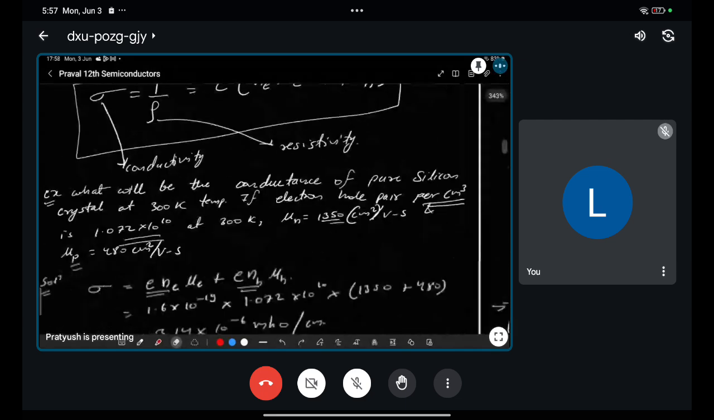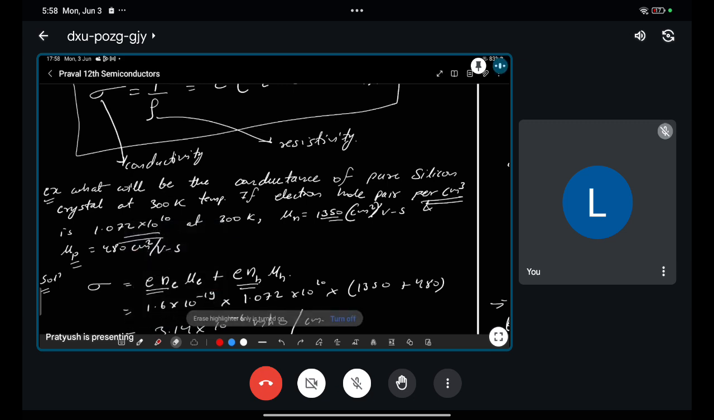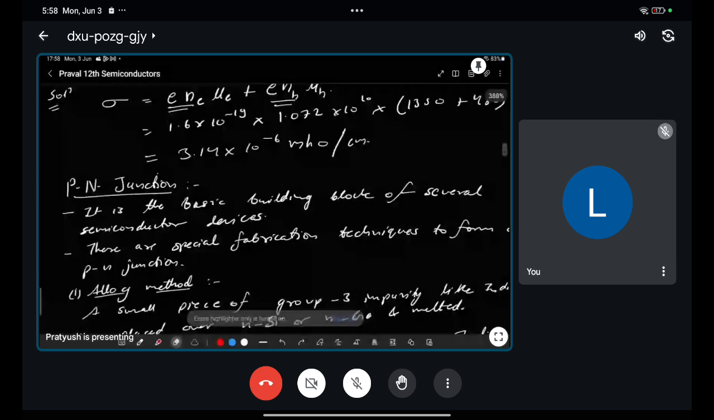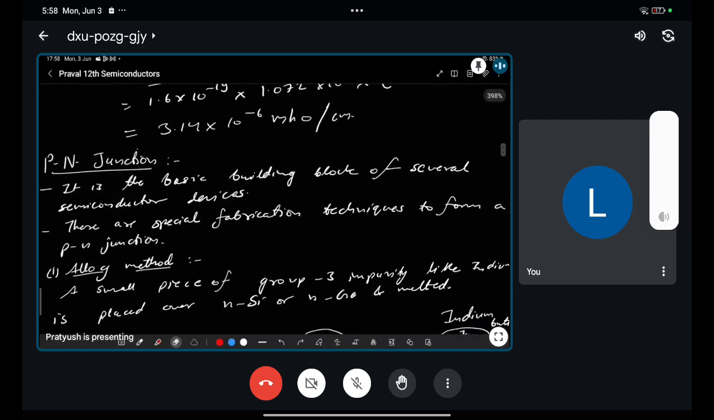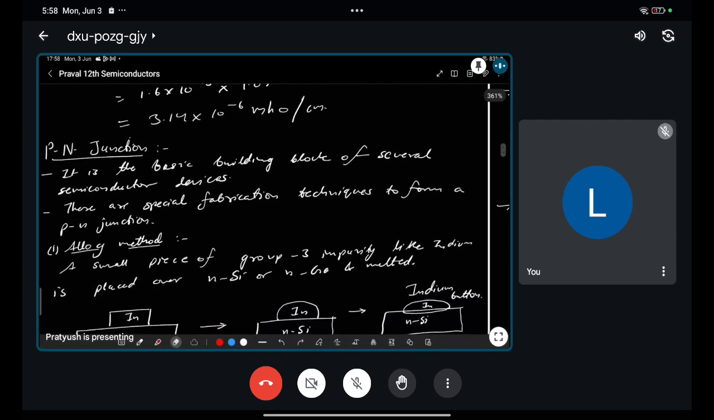Now next is the PN junction. What is a PN junction? A PN junction is nothing but a very basic building block of semiconductors. All the semiconductor devices we see today are just PN junctions. How is a PN junction formed? A P-type semiconductor and an N-type semiconductor are just joined together. What is a P-type semiconductor?